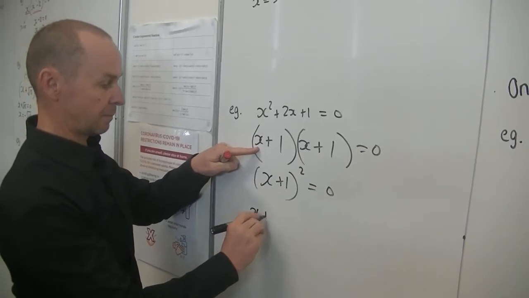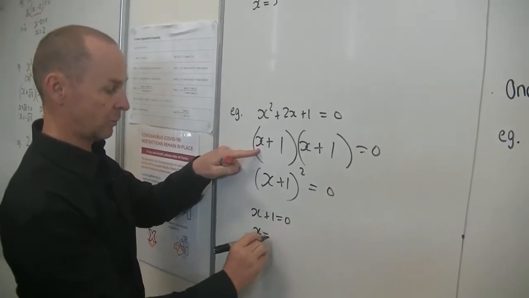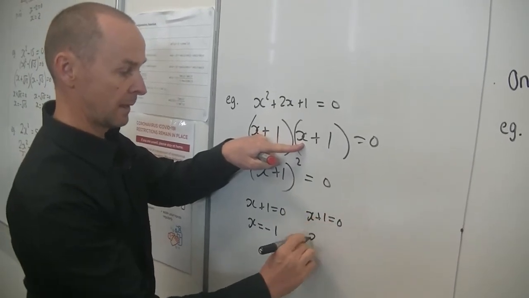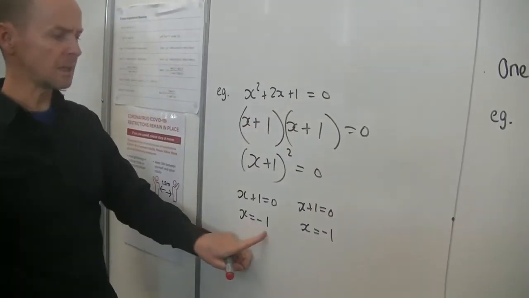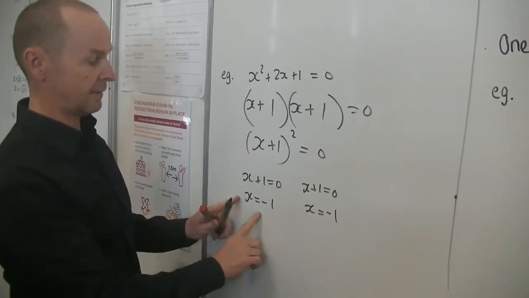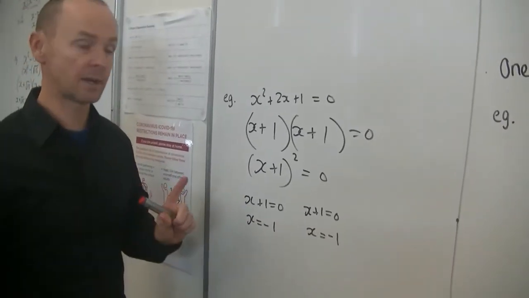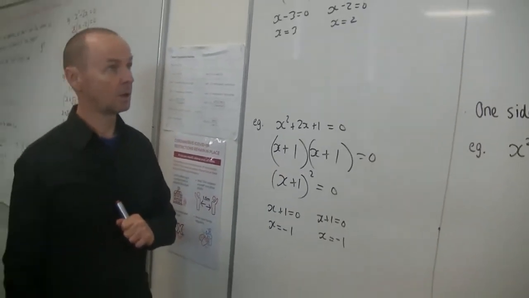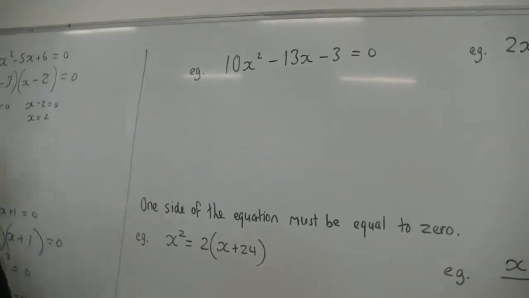So we can work out x plus 1 equals 0, so x equals minus 1. If we did the same one there, x plus 1 equals 0, x equals minus 1. So we've got the same answer twice. So you don't need to write it twice, you can just say x is equal to negative 1. There's only one answer, one solution to that problem there. Alright. Okay, a couple more.